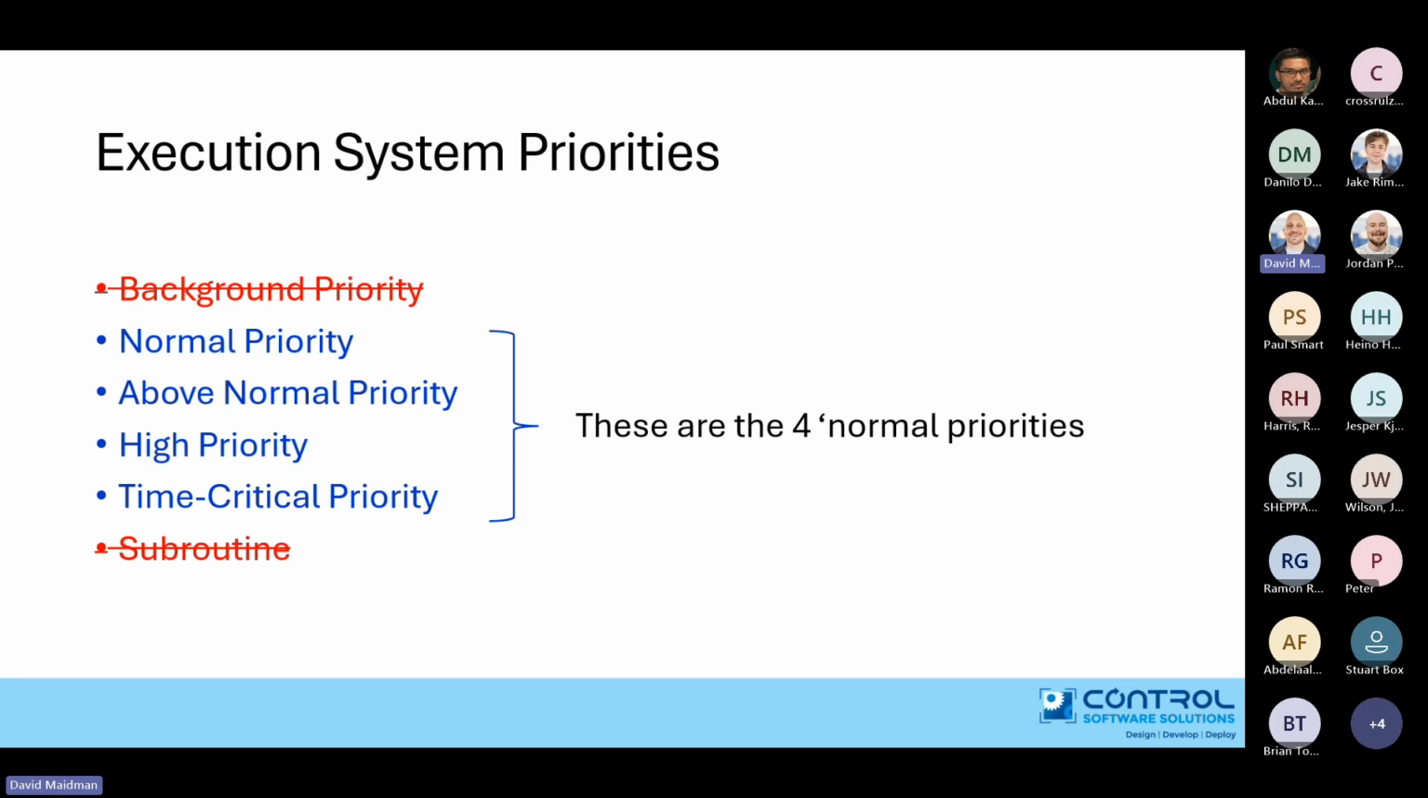and time critical. Quite confusingly, in the LabVIEW documentation, when you read up on this, these four priorities are referred to as normal priorities. Okay, so normal priority is a normal priority, and above normal priority is a normal priority. Okay, so that's quite confusing. They are distinct. These are just the ones that are called, they're just referred to as normal priorities. We'll see why when we progress a little further.